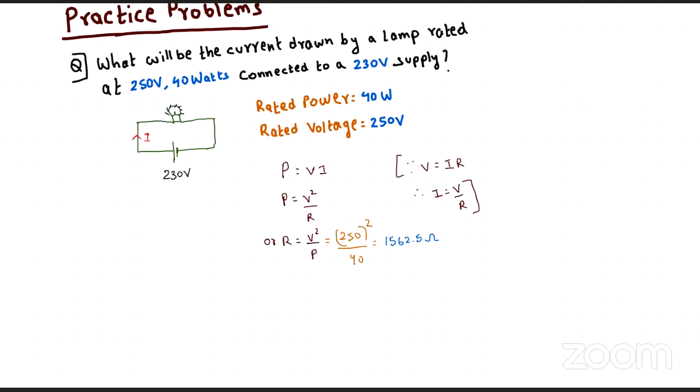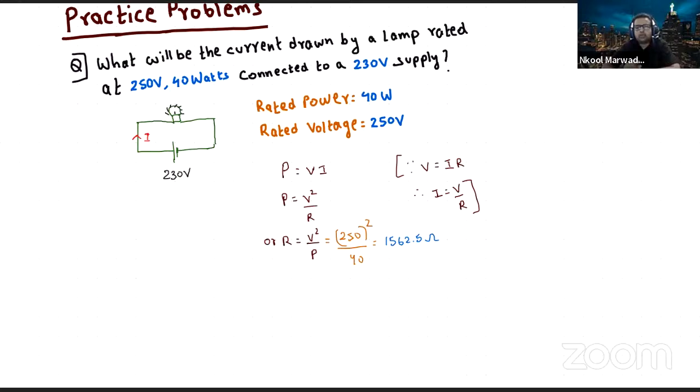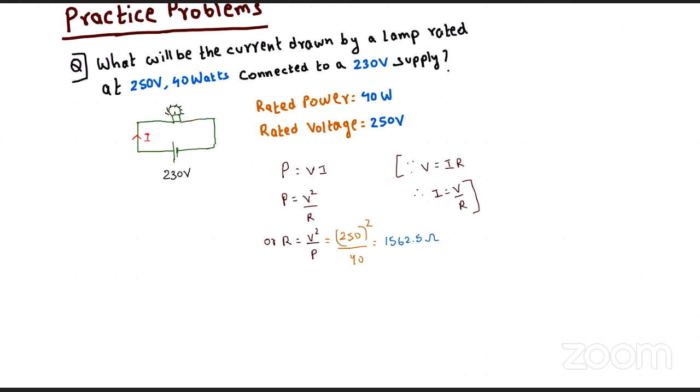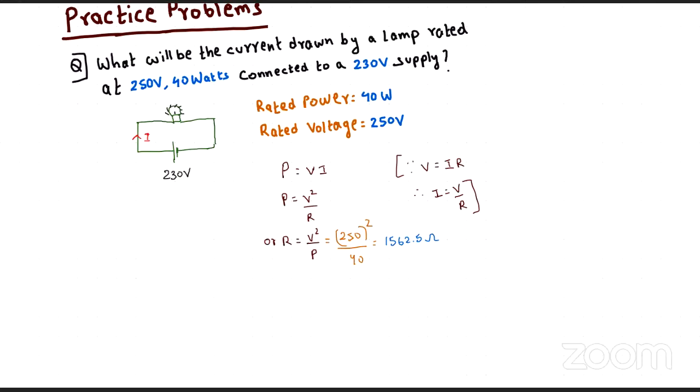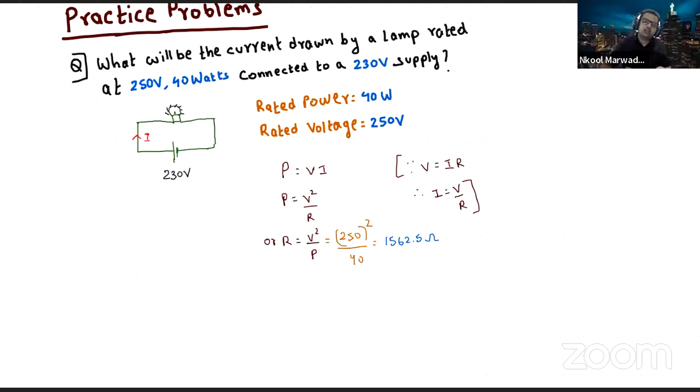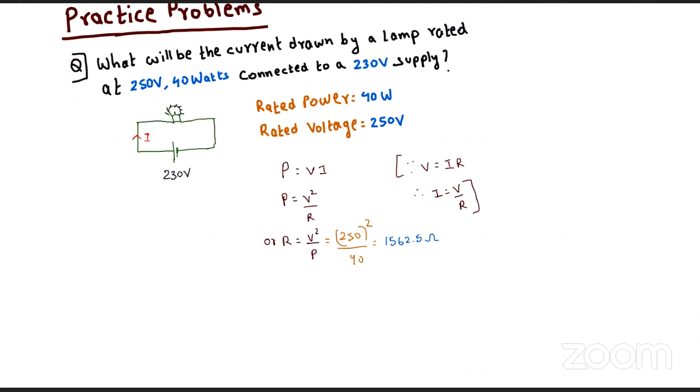Sir, what is P equals to VI? In class 12, you might have studied P is the power, V is the voltage, I is the current. So power is voltage into current. It's a formula. If you don't know, remember it. Power is voltage into current. And we know Ohm's law, V is equal to IR, so I can write V by R.